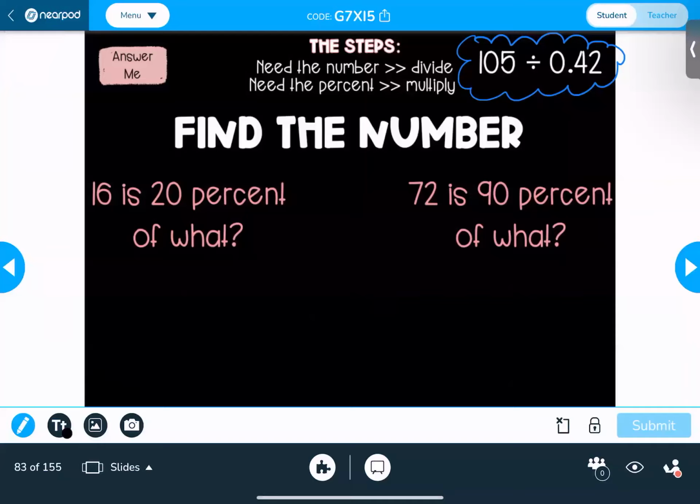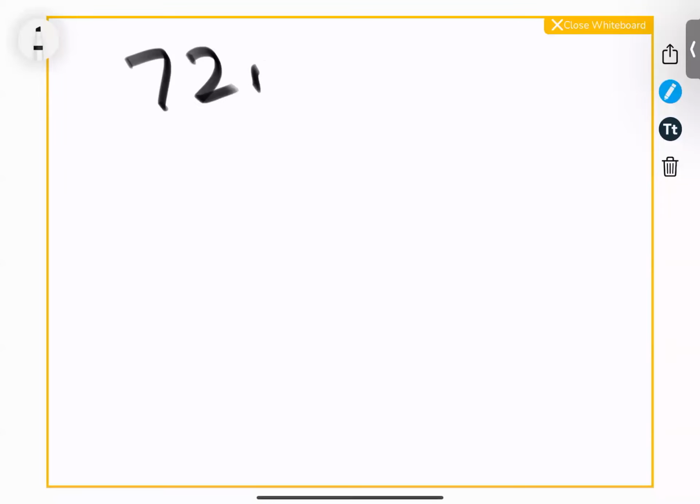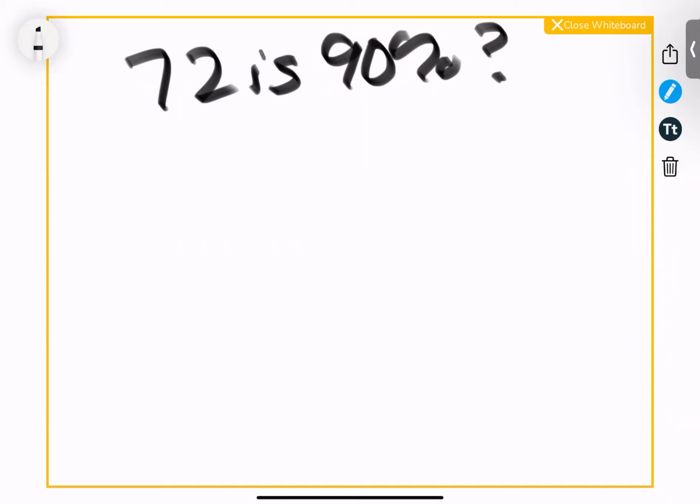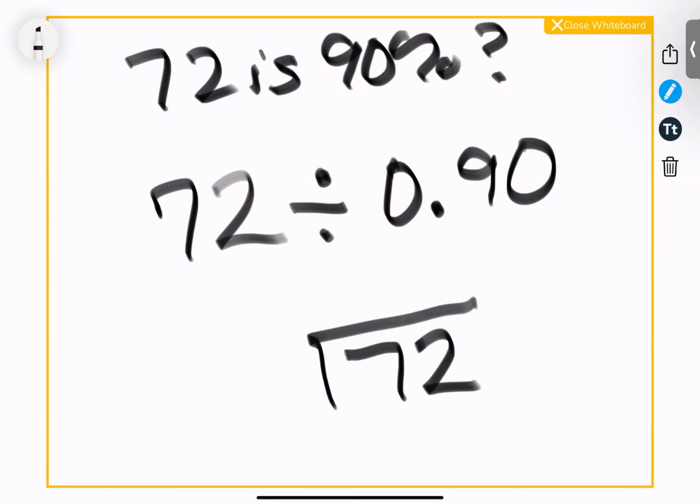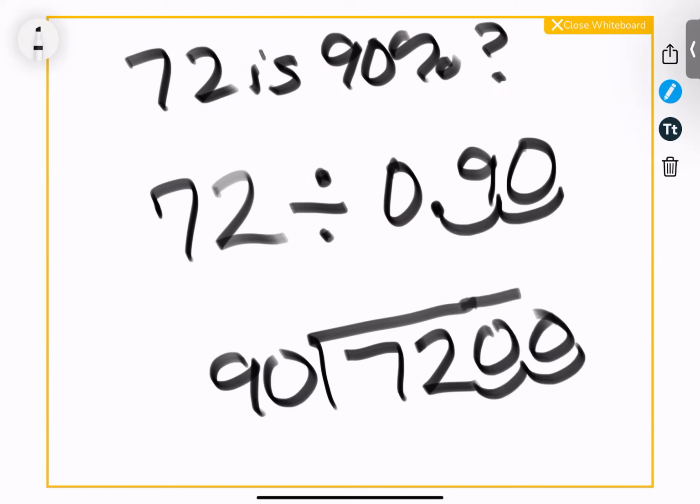My goodness. 72 is 90% of what? We multiply to find the answer. We divide to work backwards. 72 is 90% of what? 72 inside, 90 outside. Remember, move it twice. Move it twice. We're really dividing 7,200 by 90. My answer, again, is 80. I made these both the same to keep you on your toes.